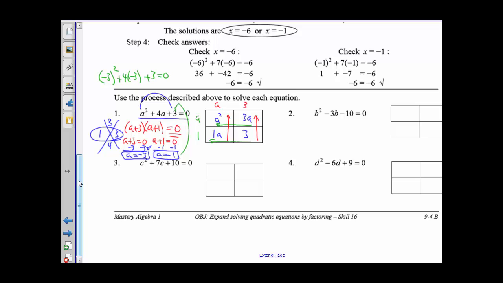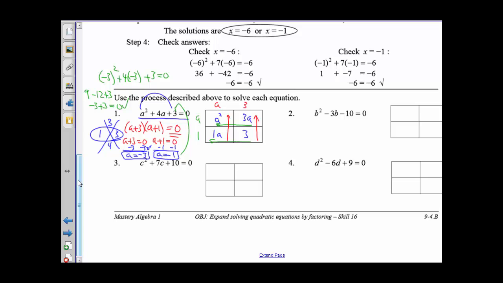Well, 3 squared is 9, or -3 squared, same thing. And then we've got minus 12 plus 3. 9 minus 12 is -3. -3 plus 3 is equal to 0. So that checks out. So we know a is equal to -3. That is one of our solutions.